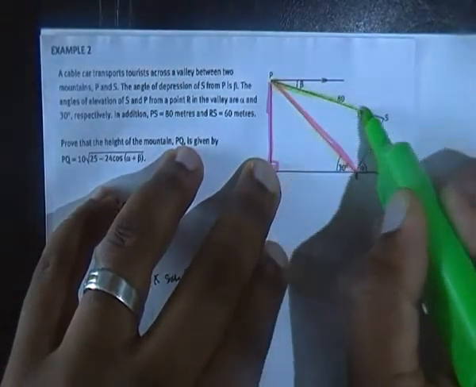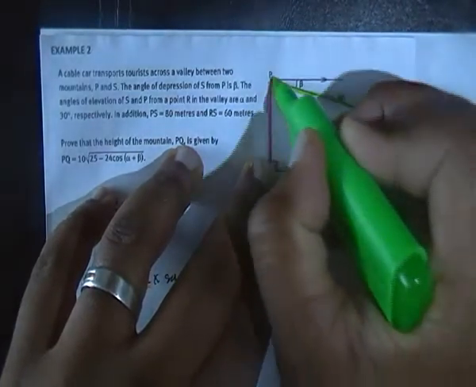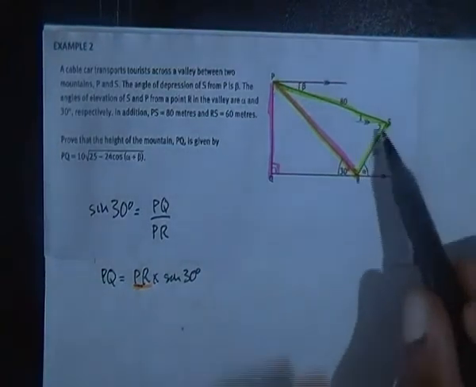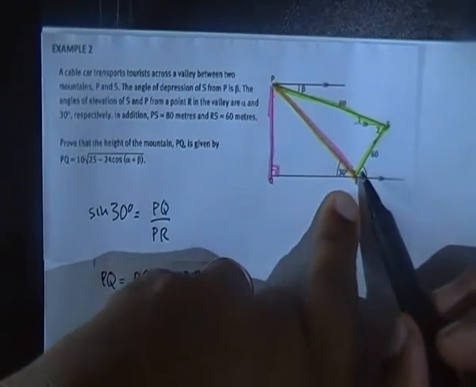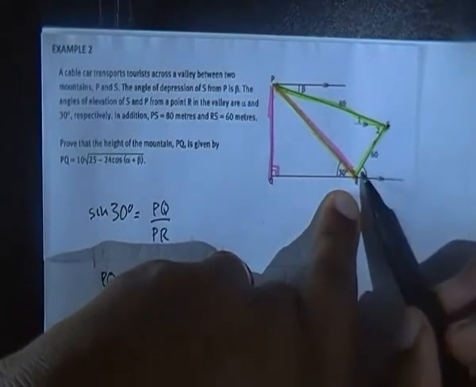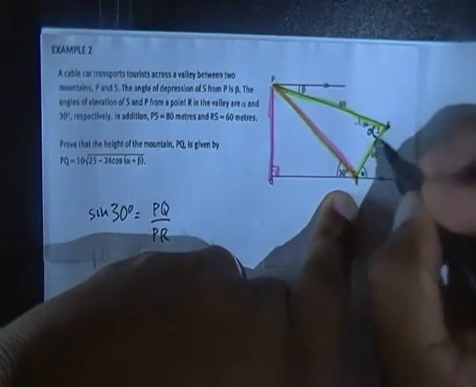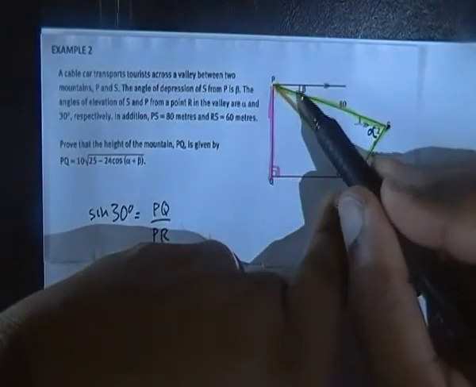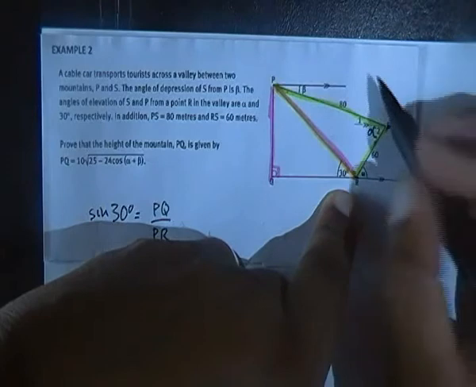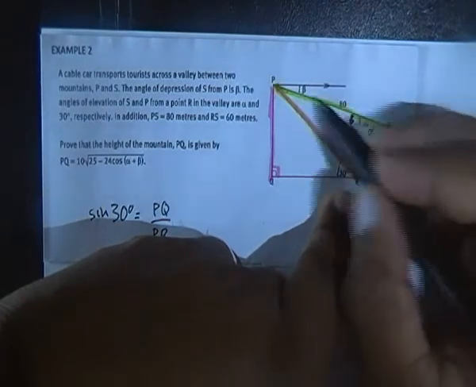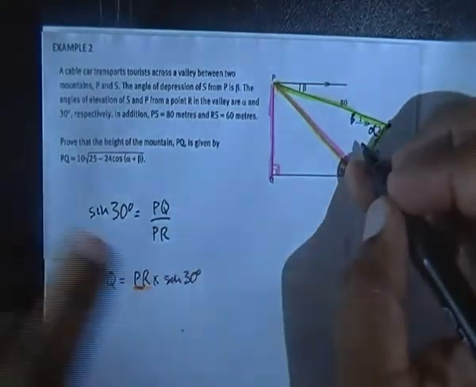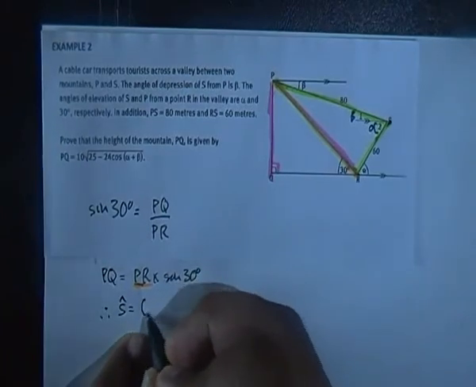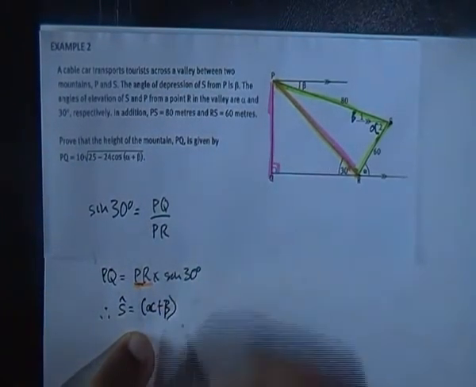Now we need to find out from this triangle what information we have and what we can use. Let's quickly understand something about this angle S, because this is the angle of elevation from R to S, which is alpha. So this is also going to become alpha, because they are alternate angles. The angle of depression from there is beta, and this is parallel to that, so this is also going to be beta because they are alternate. So what that means is that the angle S is equal to alpha plus beta.